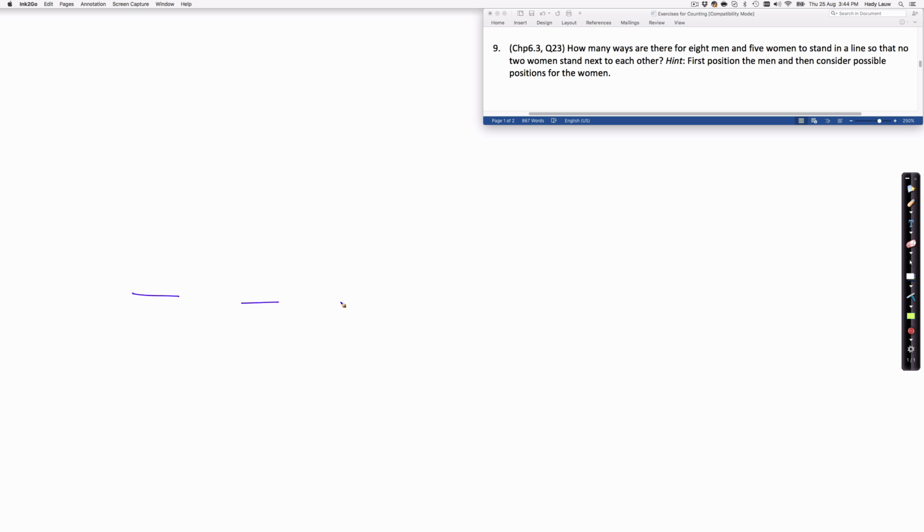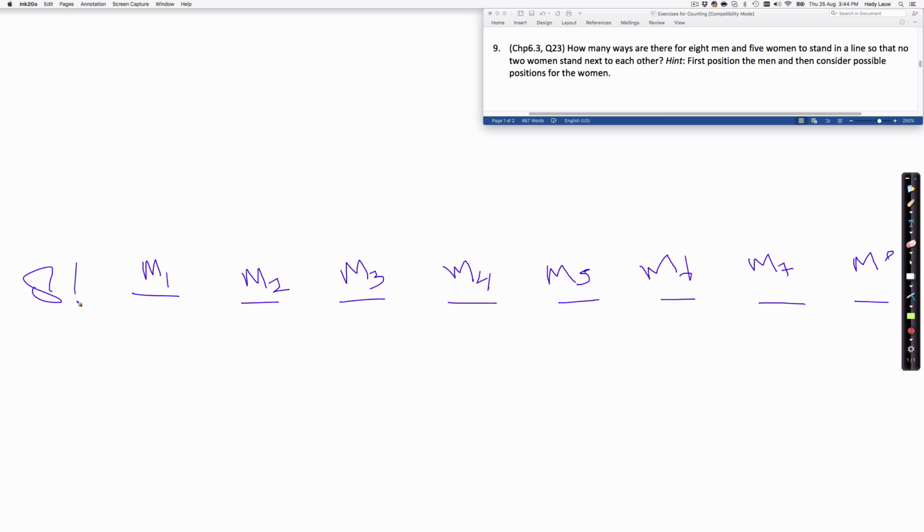So we are going to create 8 slots for the men. And we basically tell the men, okay, why don't you form a line between the 8 of you? And that is going to create 8 factorial possibilities in terms of the number of ways that we can arrange 8 men in a line. So that is 8 factorial.